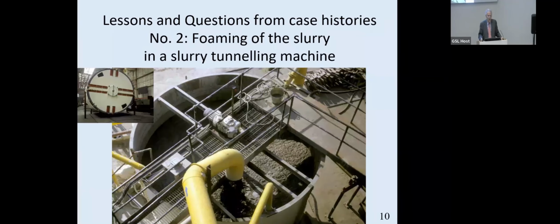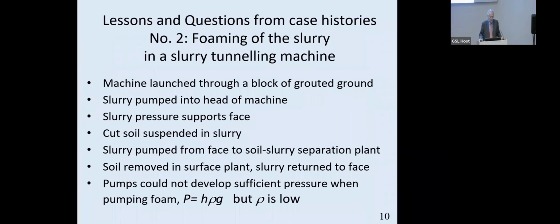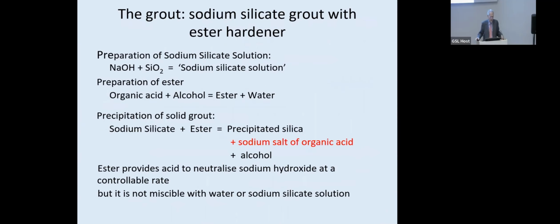So the question is, what was causing the foaming? So launched through a block of grouted ground, the slurry is pumped around the circuit, it carries the spoil from the face, the pressure supports the face. And if you have a low density fluid, you get a low pressure, because in a centrifugal pump, the pressure is a function of the density of the fluid being pumped. So it wouldn't work the hydrocyclones. So what was there in that grout?